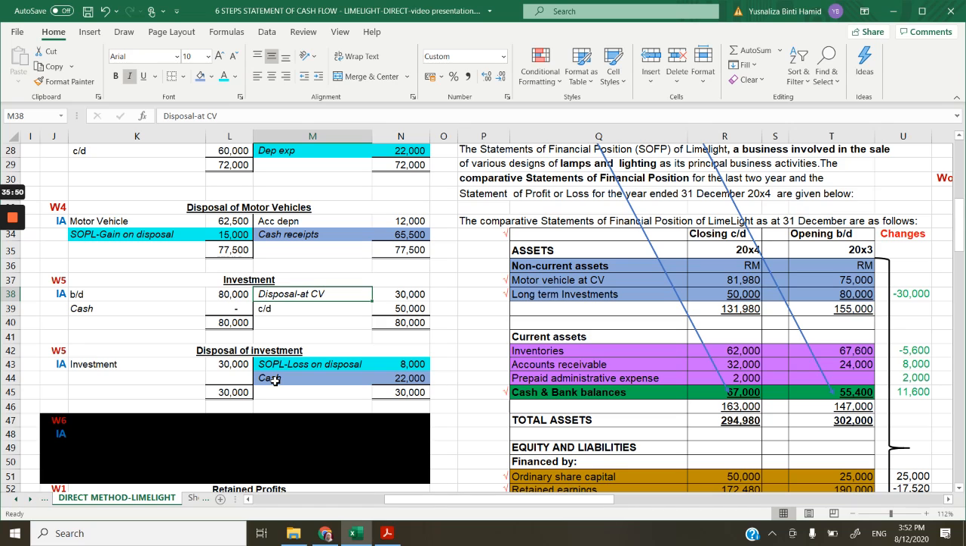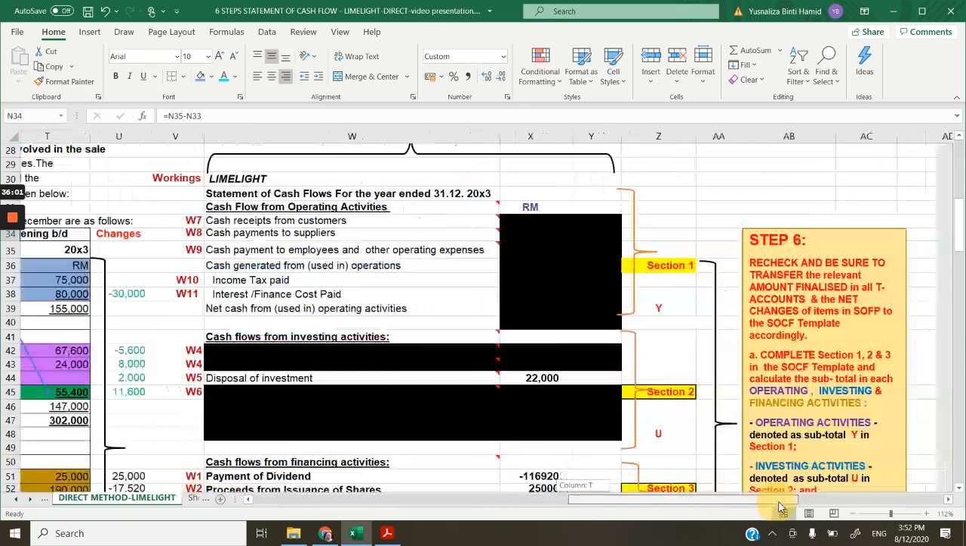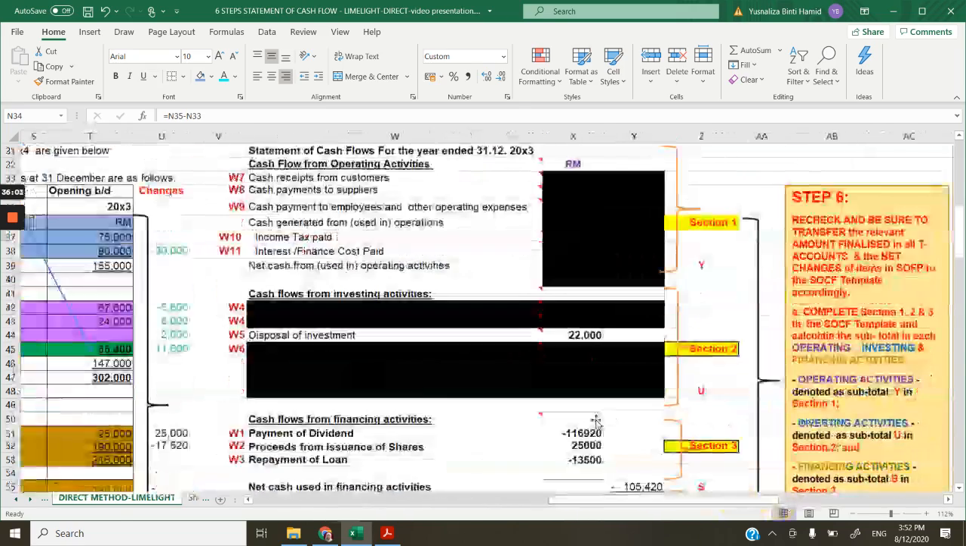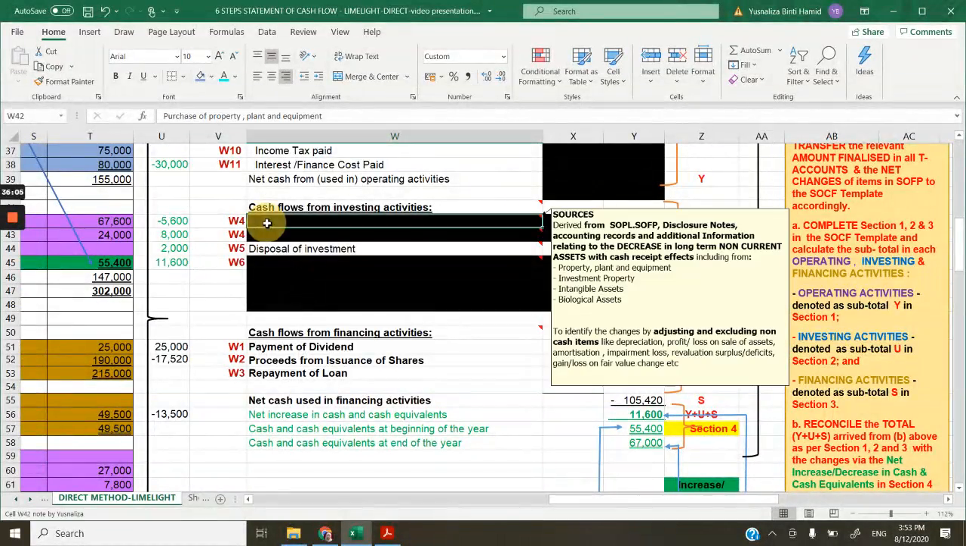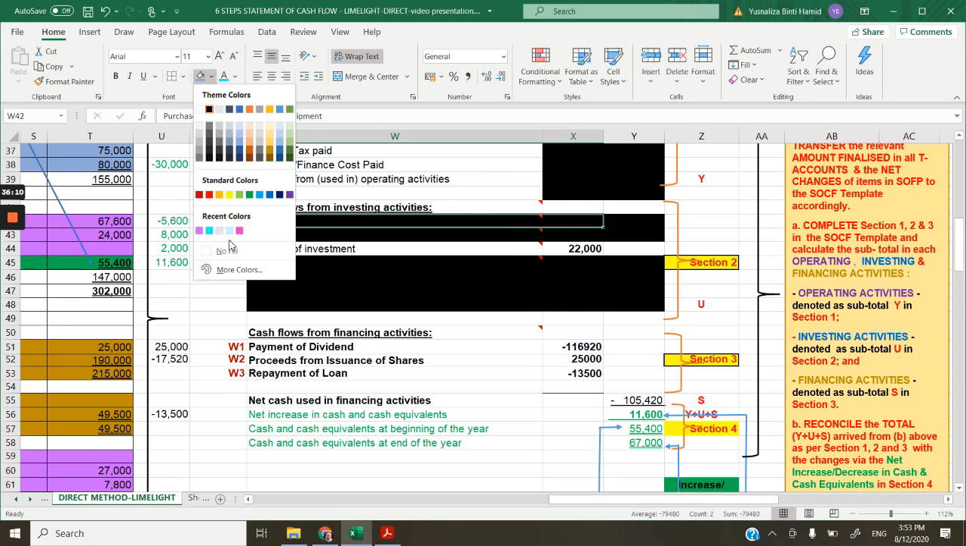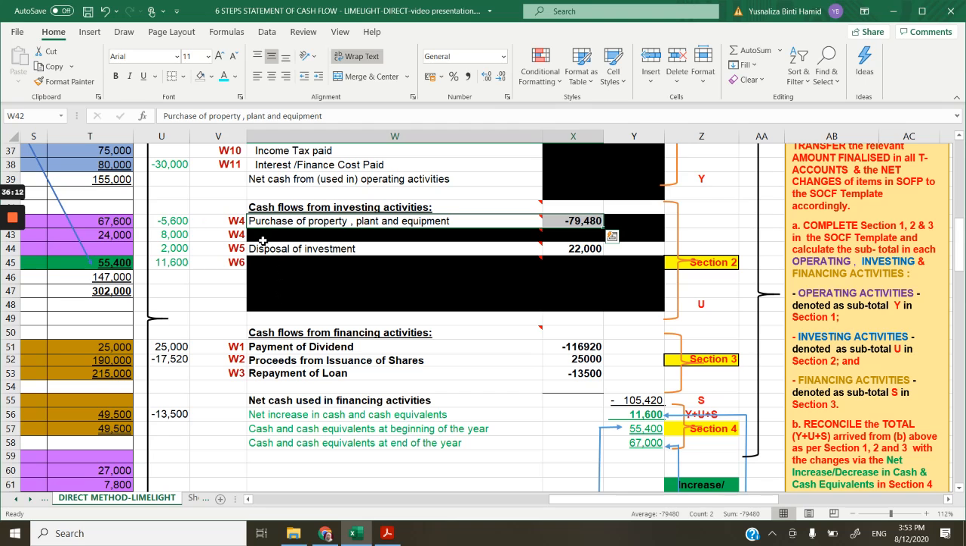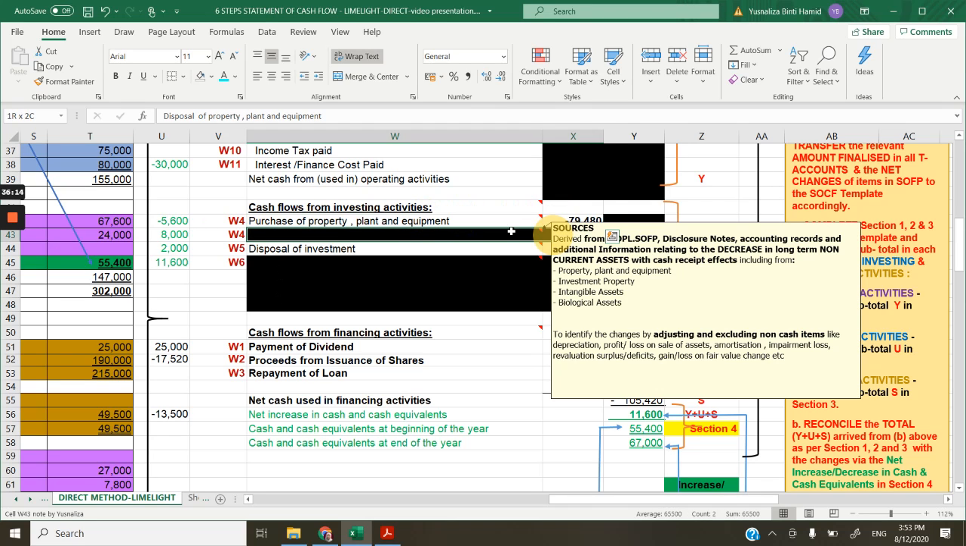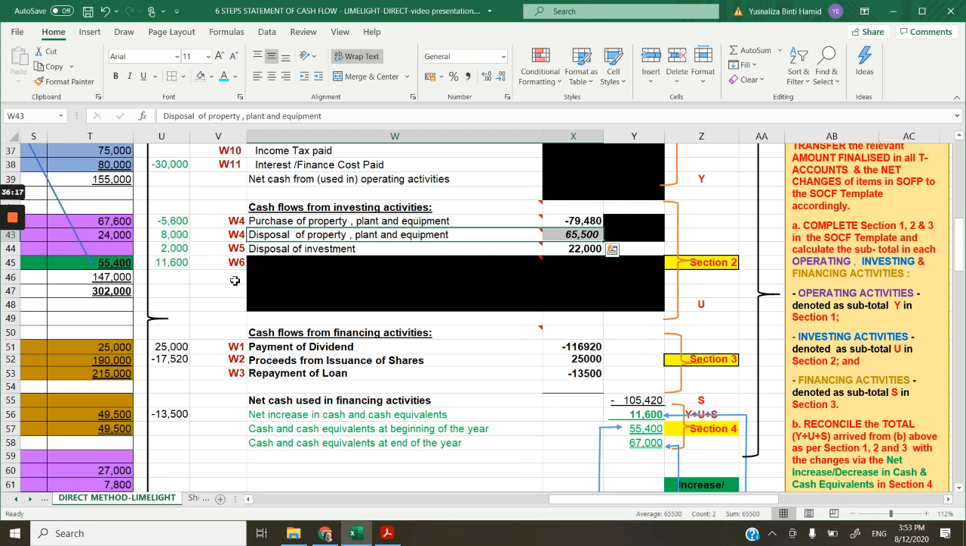We have already done the transfer for our investment. Now you should transfer this to your cash flow from investing. How much? The 65,500, okay, for the disposal, and as that one is for the purchase, I'll show you in a moment, as well as for disposal, right?